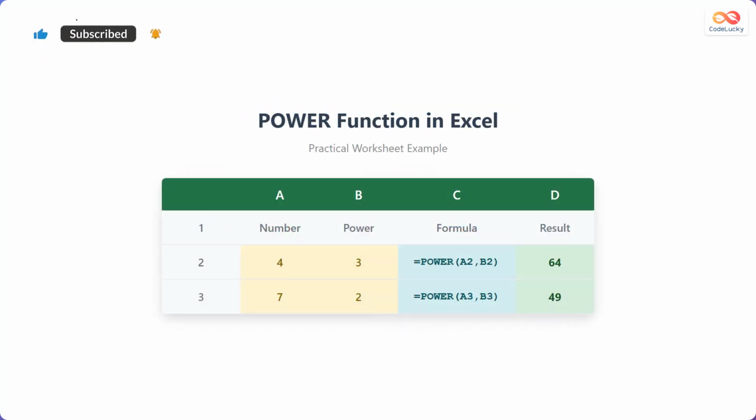Here is a practical example of how the power function can be used in an Excel worksheet. In column A, you have the base number, and in column B, you have the power to which you want to raise that number. Column C contains the formula, and column D displays the result. For example, in row 2, the formula is equals POWER, open parenthesis, A2, B2, close parenthesis, which calculates 4 to the power of 3, resulting in 64. Similarly, in row 3, the formula is equals POWER, open parenthesis, A3, B3, close parenthesis, which calculates 7 to the power of 2, resulting in 49.